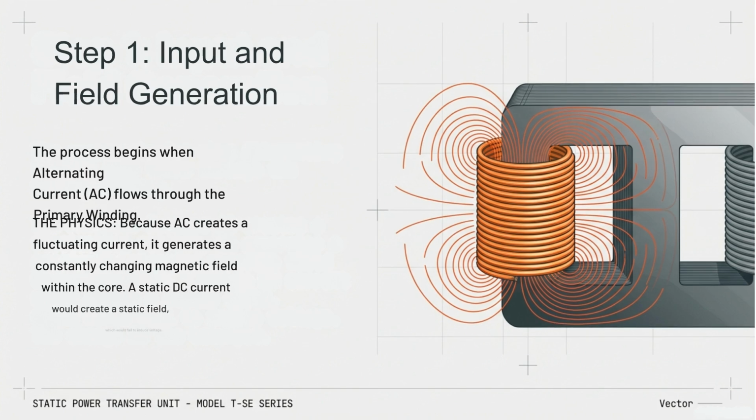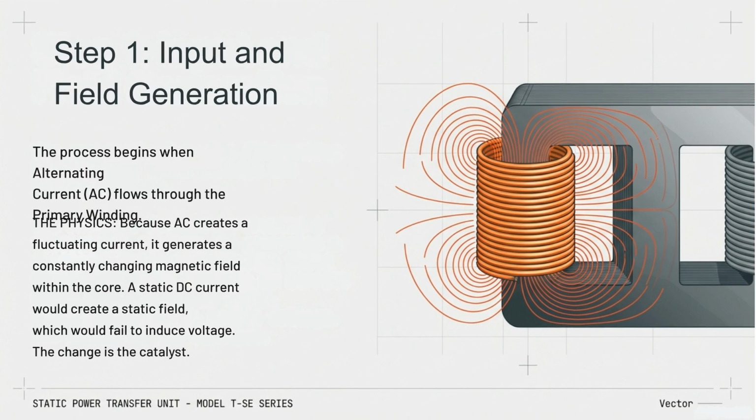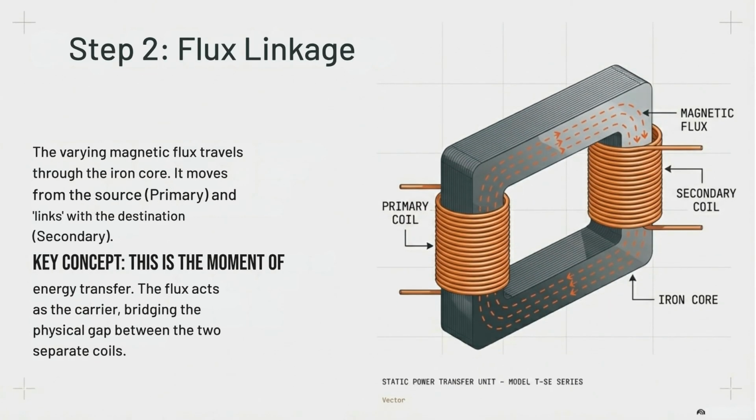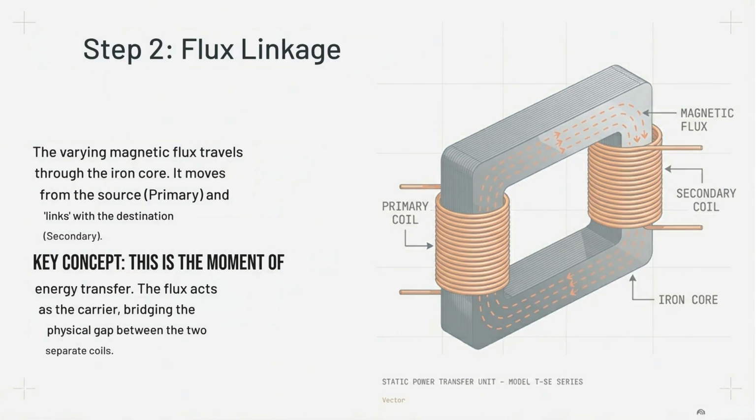The process begins with alternating current flowing through the primary winding. The fluctuating AC generates a constantly changing magnetic field within the core, which is the catalyst for induction. Next is flux linkage. The varying magnetic flux travels through the iron core from the primary coil and links with the secondary coil. This flux acts as the carrier for energy transfer.